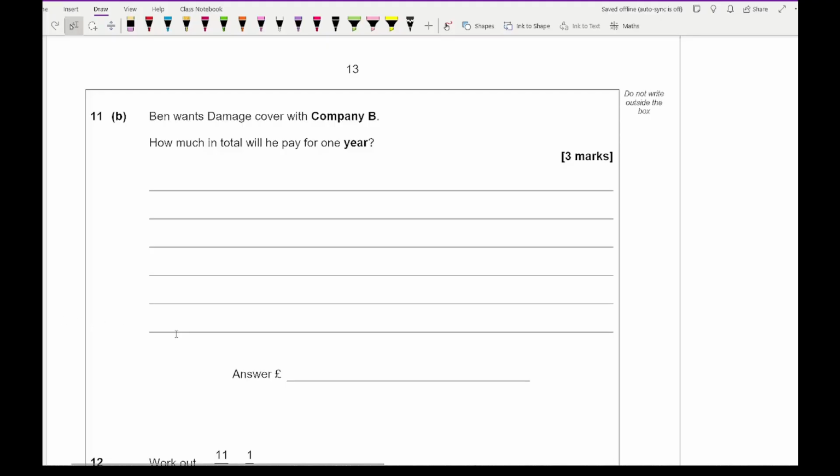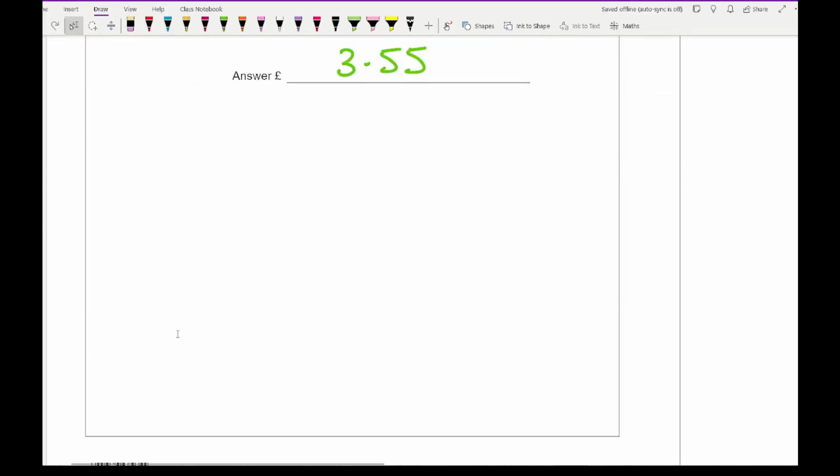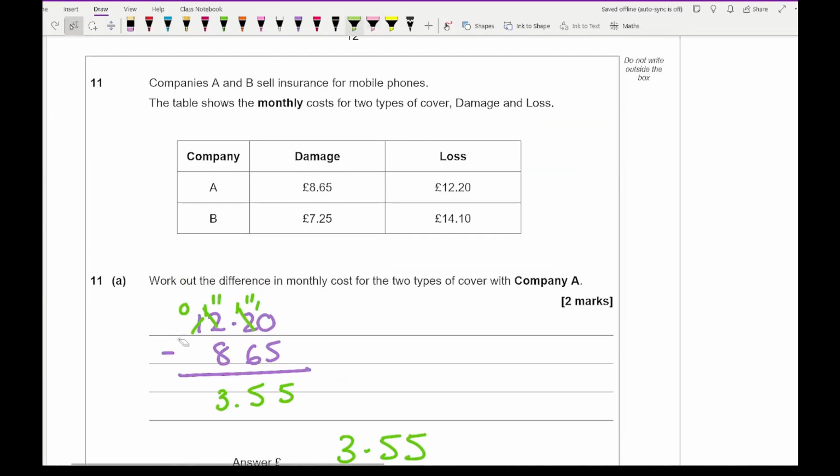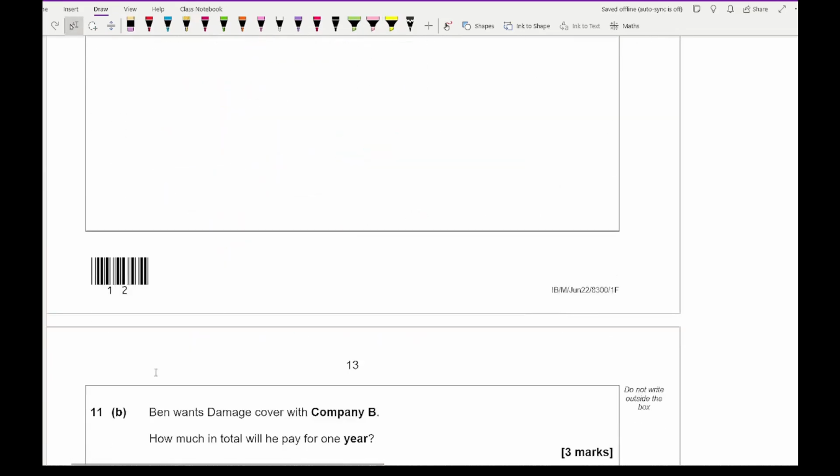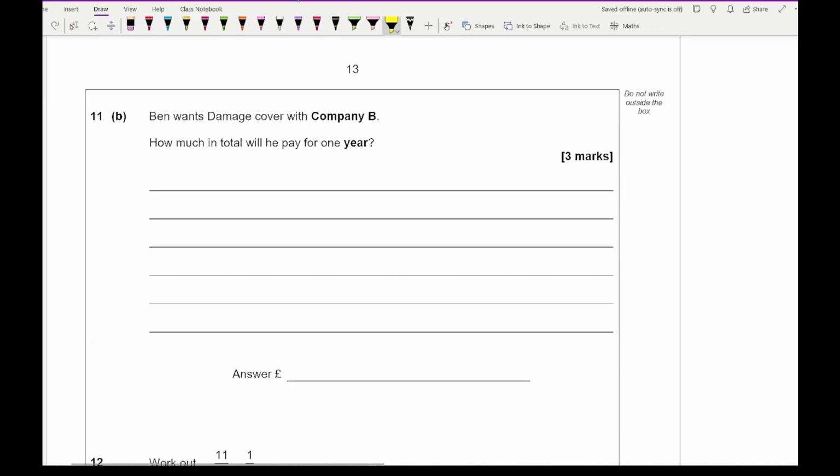Then for question 11b, it says Ben wants damage cover with company B. How much in total will he pay for 1 year? So if I go up, the damage cover with company B is £7.25. So it's going to be £7.25 multiplied by 12. If I convert that into pence, I've got 725 multiplied by 12.